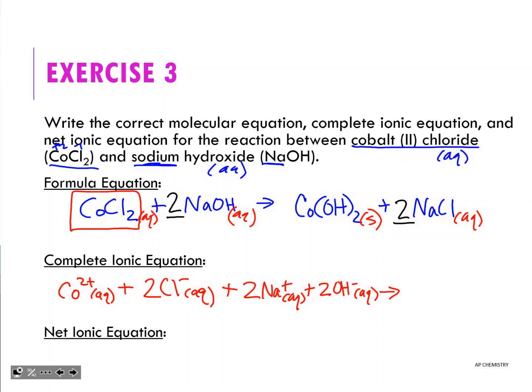The first one on the other side is very easy, because guess what? It has a solid here, so do we separate it? No, we leave that one together and nice and intact. And last but not least over here, this is going to break apart, and we need to keep the balancing in. So we get 2 sodiums plus 2 chlorides.